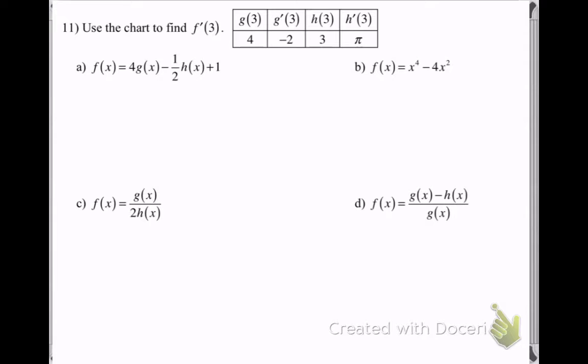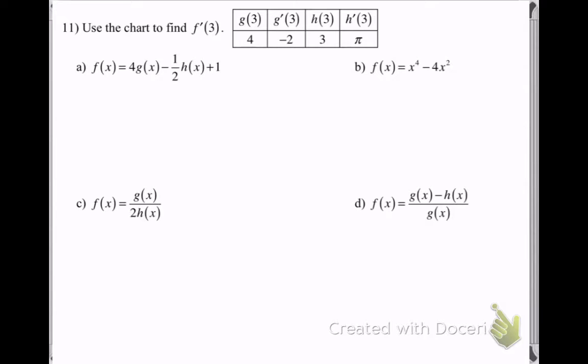So I don't have a function so much. I just have a couple function values. I know that g of 3 is 4, g prime of 3 is negative 2, h of 3 is 3, and h prime of 3 is pi. So the whole point of this is to see, do you understand the rules without me giving you an actual function? So we'll do a couple of these.